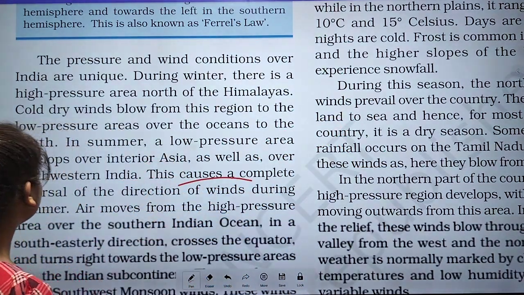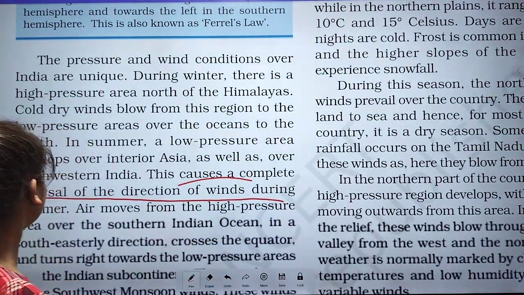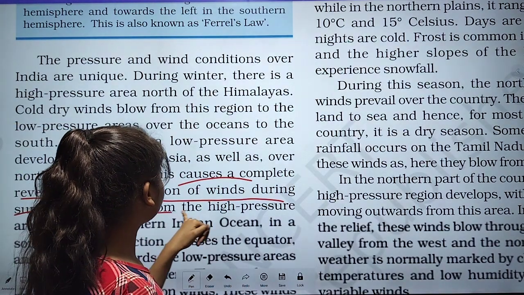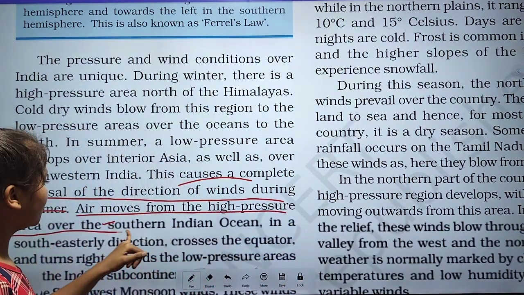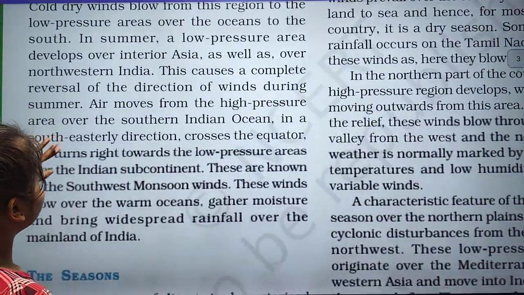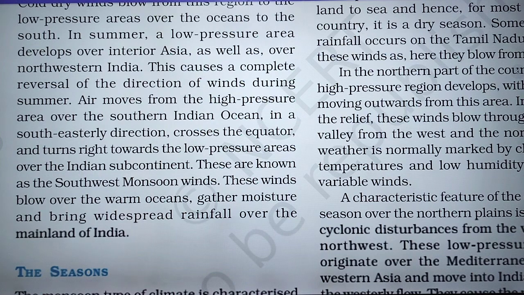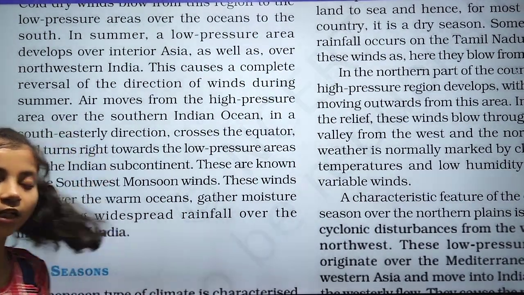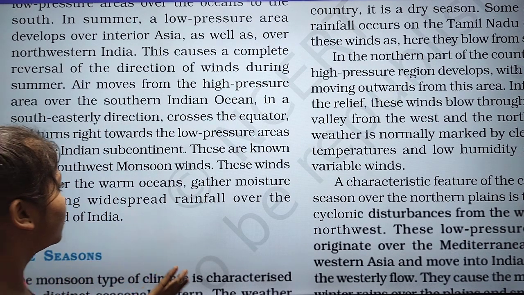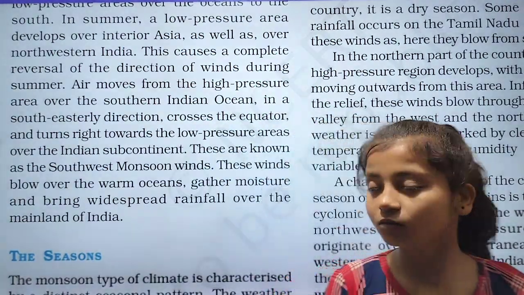This causes a complete reversal of the direction of the wind during summer. Air moves from the high pressure area over the southern Indian Ocean in a southeasterly direction, crosses the equator, and turns right towards the low pressure area over the Indian subcontinent. They are known as the southeast monsoon winds.